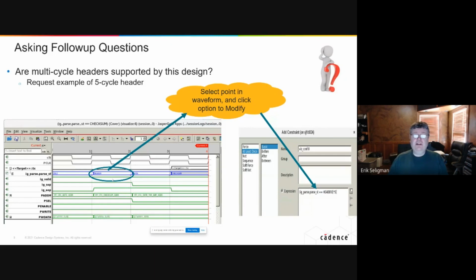Well, again, we can just click on the screen and ask that question. We tell it, okay, we want to see that the state equals header for 5 cycles at some point during this waveform, while still, of course, meeting our initial condition of reaching the checksum state.